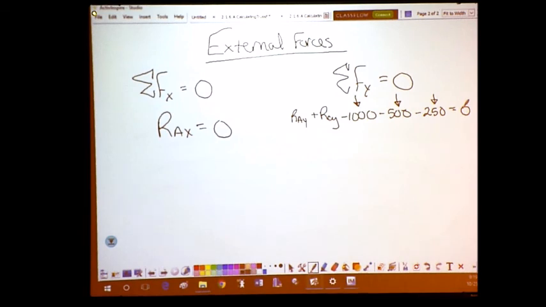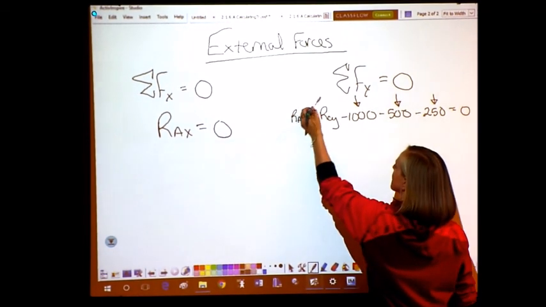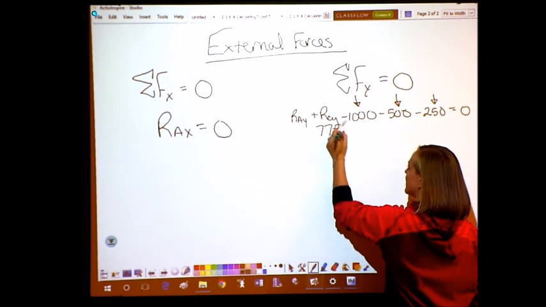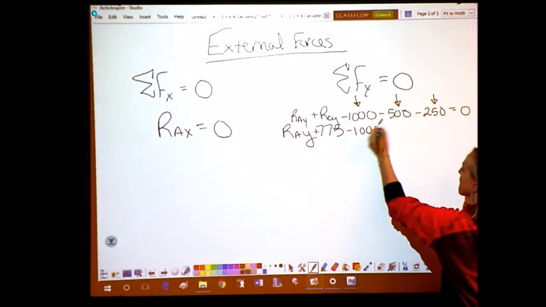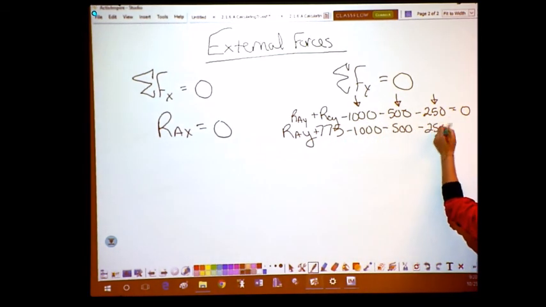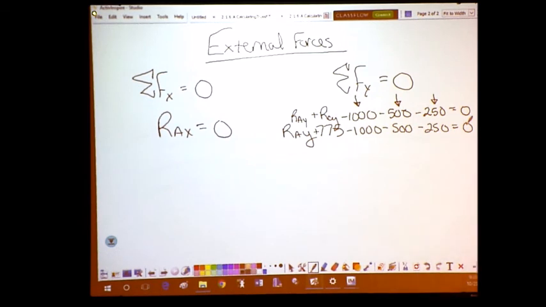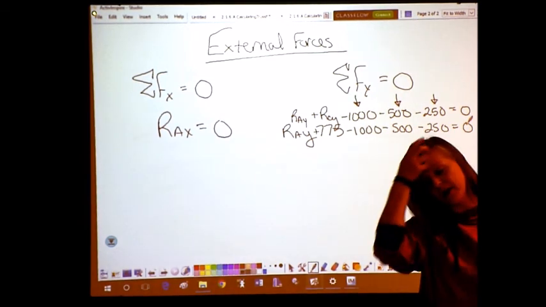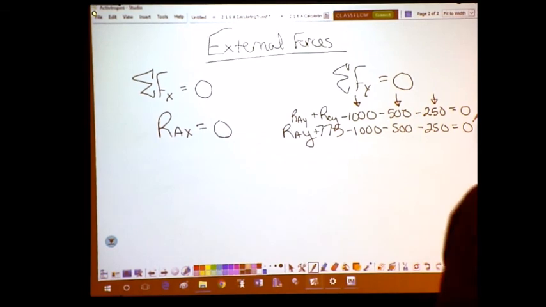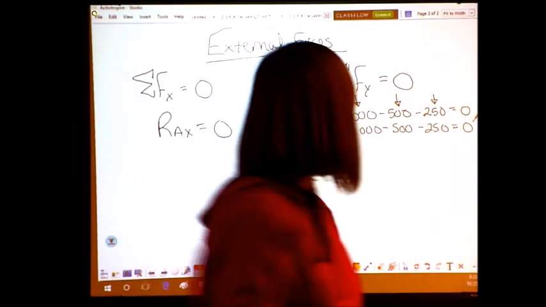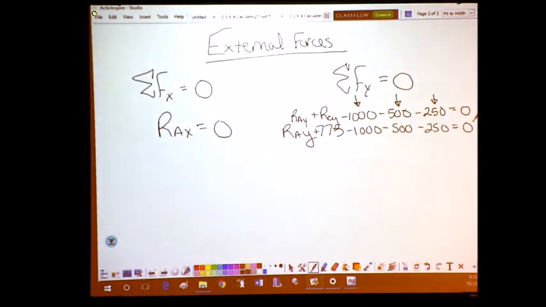Good news. Do we know RAY or do we know RCY? We know RCY. What is RCY? 775, that's right. So I can rewrite this replacing RCY. So replace RCY with positive 775. Why are we replacing with positive 775? Because the arrow is pointing up, yes. And this, like in here, it doesn't mean clockwise or counterclockwise. Okay? Put all those like terms together.